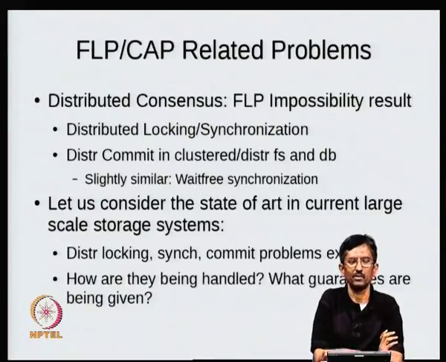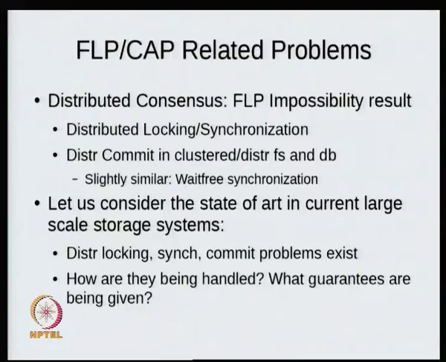And therefore, if distributed consensus is not possible, distributed locking also is not possible. Because what is locking? You have k parties, and one of them has to be able to enter the critical section, the shared region which has to be modified. If distributed consensus is not possible, there is no way to say whether one party can be in that shared region. Similarly, distributed synchronization is not possible.